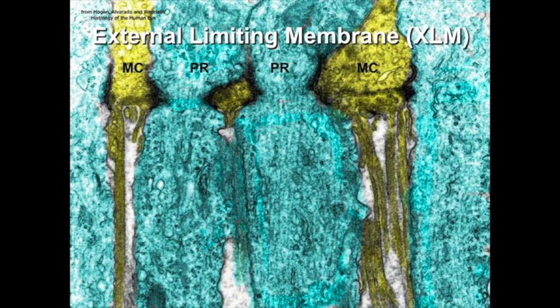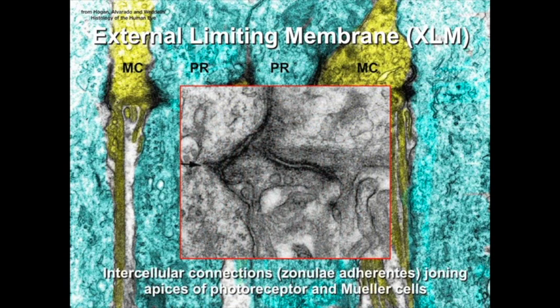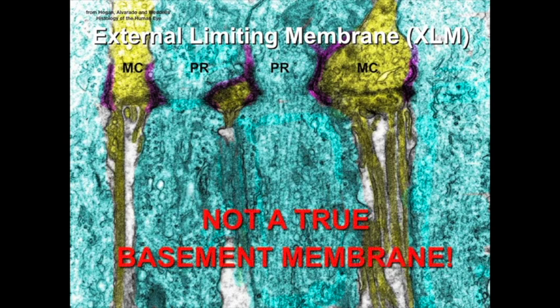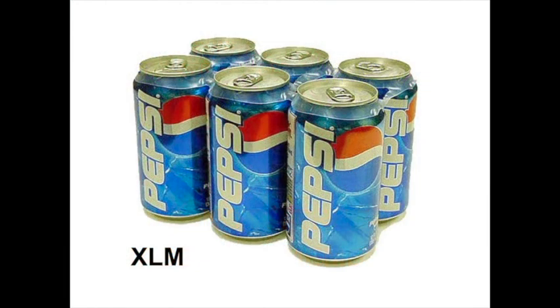This false colorized electron micrograph shows the external limiting membrane of the retina, a belt desmosome composed of intercellular connections or zonuli adherentes that join the apices of adjacent photoreceptors and Mueller cells. The external limiting membrane is not a true basement membrane. It is also permeable or leaky. The inner and outer segments of the photoreceptors project through this belt desmosome like the cans of soda in this plastic six-pack yoke.